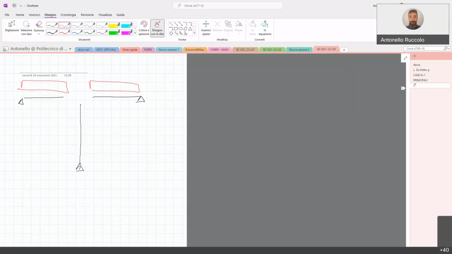So we have, this was 5 over 8 QL. This was 5 over 8 QL. And then we had the moment negative in both beams, whose value was QL to the power of 2 over 8. Okay. We also knew, if we want, that the reaction at the opposite node is 3 over 8 QL, 3 over 8 QL.